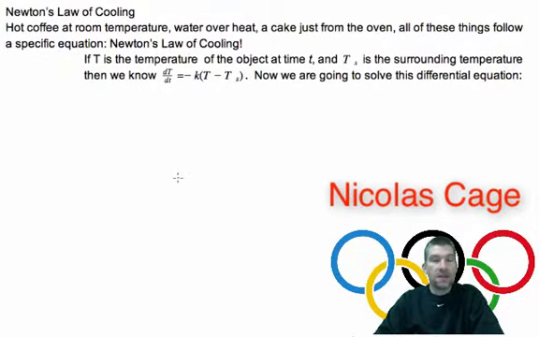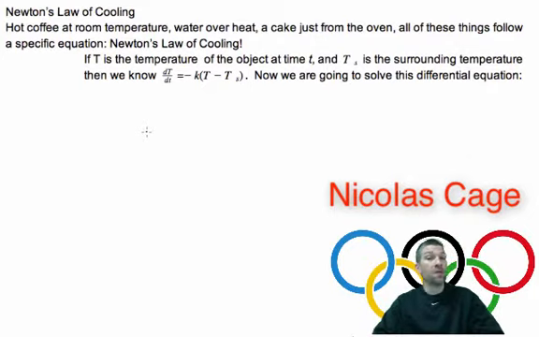And this is really a fascinating thing, the way it works. And the people that figured it out, brilliant. We're going to really look at it now and examine where it comes from and how it works. So if we've got hot coffee at room temperature, water that's overheat, a cake just from the oven, all these things follow Newton's law of cooling.